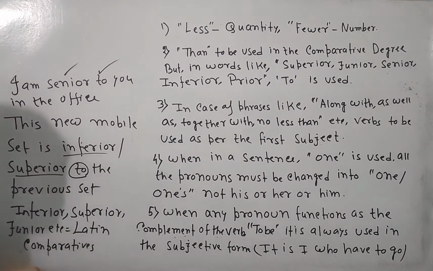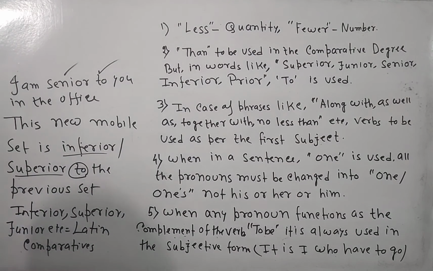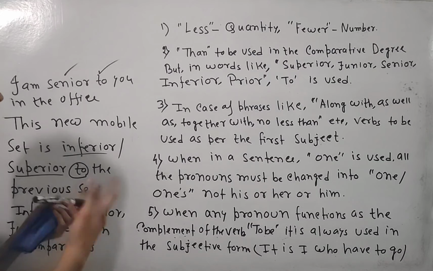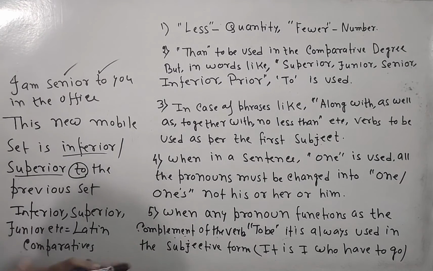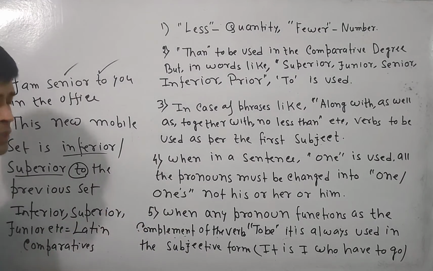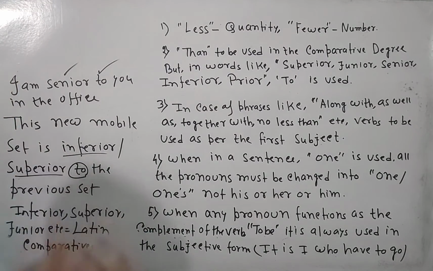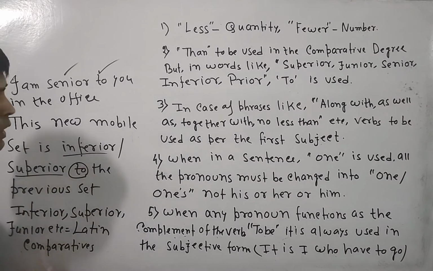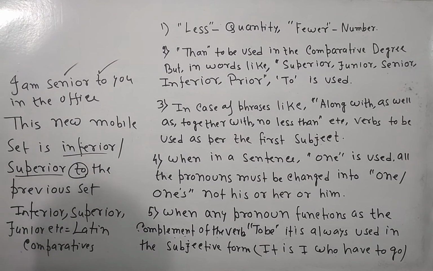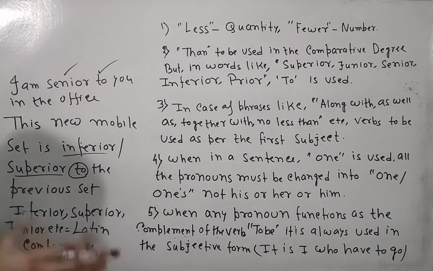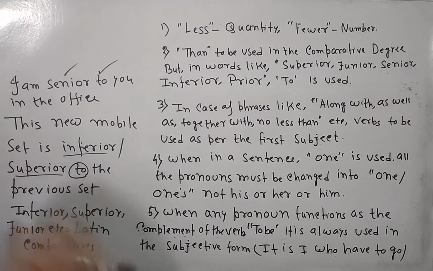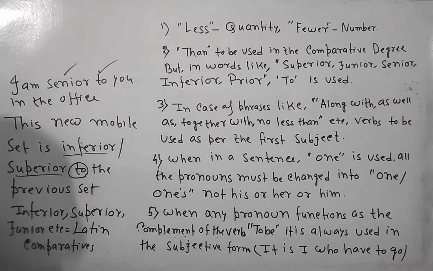So the rule is all about that. Generally in case of comparative we use "than" as a linker and conjunction, but in words like superior, junior, senior, inferior, prior, which means before, we use "to" instead of "than". Superior, junior, senior, prior and so on are called Latin comparatives. The words that end in "or" are generally called Latin comparatives in English.